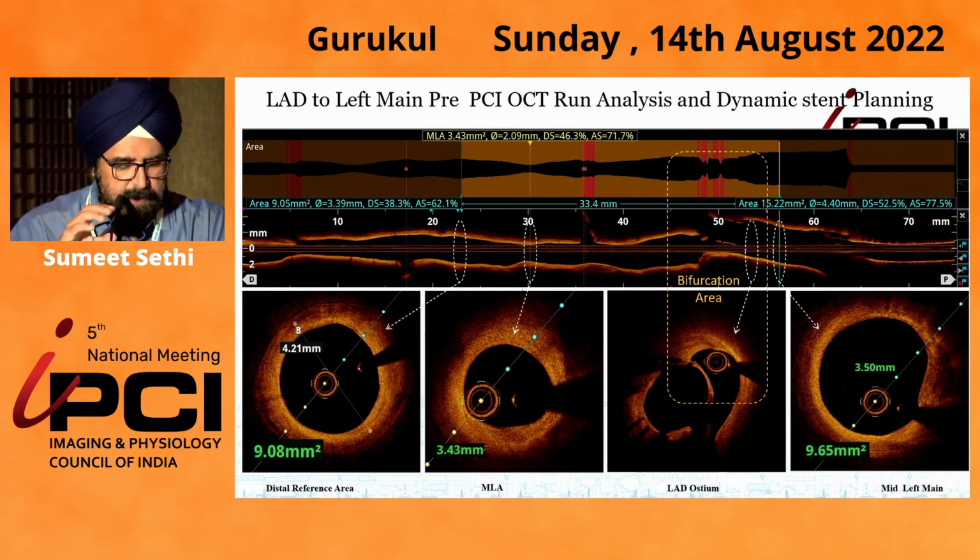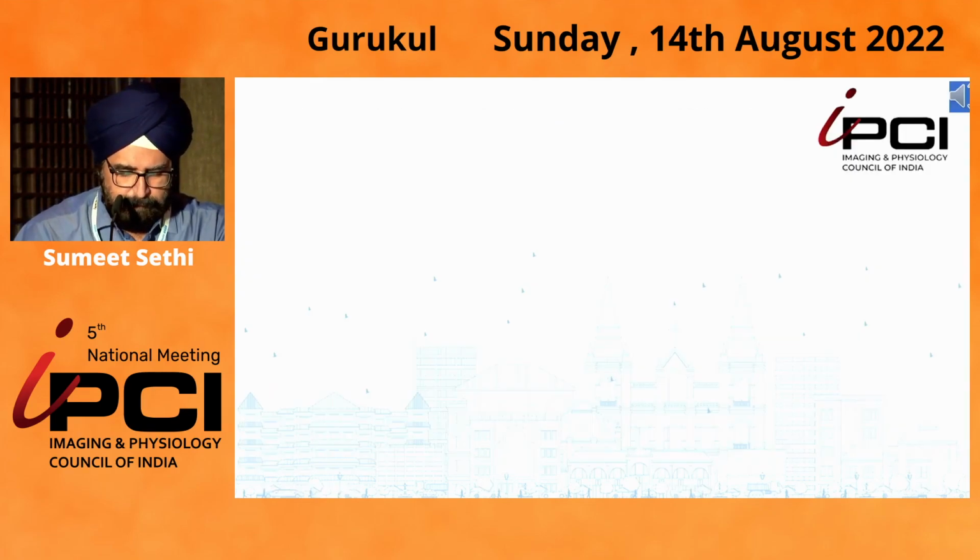So the distal diameter was 4.2. This is media to media. Proximal in the left main 3.5, but this was lumen. So we thought a 4 millimeter stent would be right in this kind of a situation. And the length was about 34 millimeters.